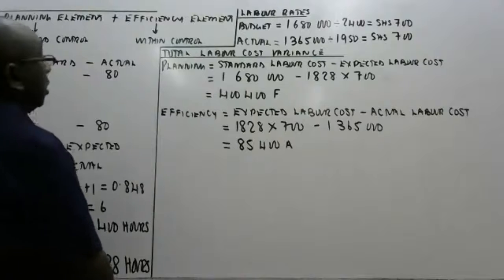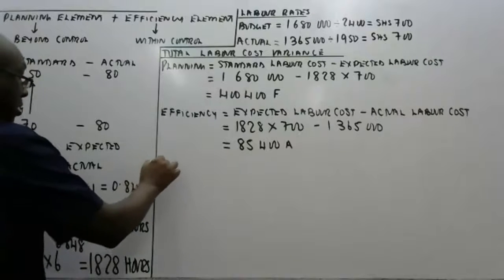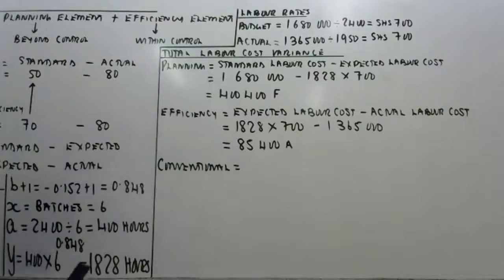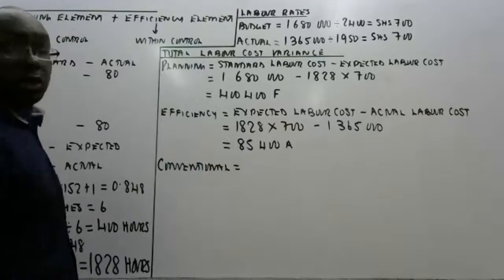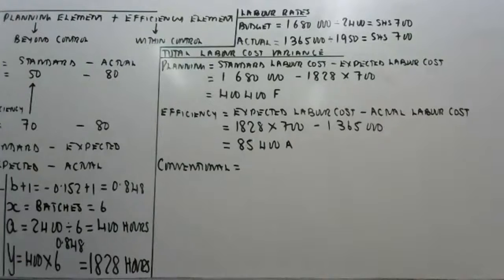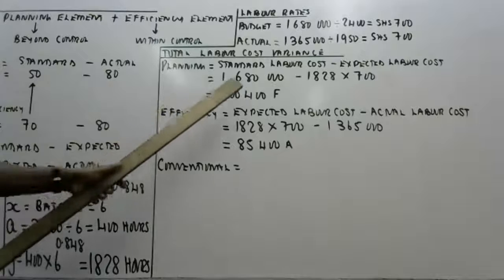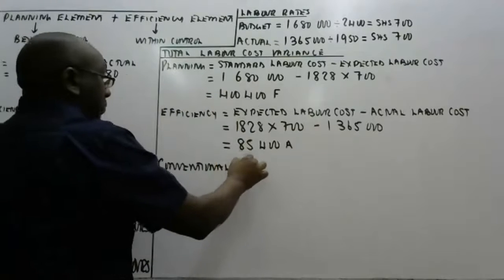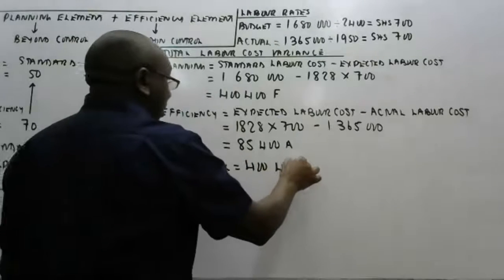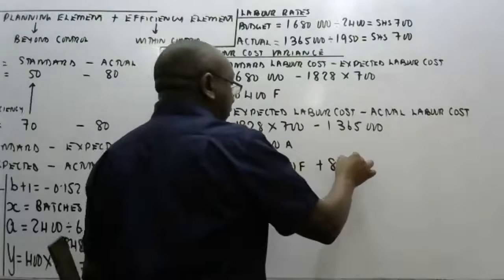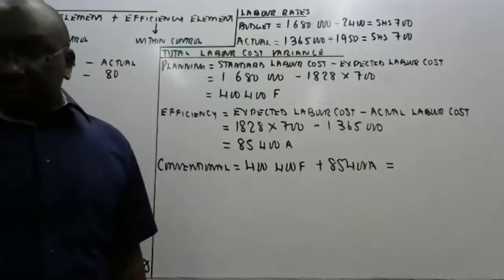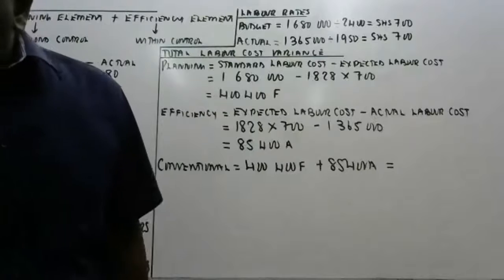Ibrahim says, okay, good. So the conventional is supposed to be, I will not compute because it's already computed for us in the normal way. Here it says standard minus actual. I want to reconcile this one, such that when you add 400 favorable plus 85,400 adverse, it is equal to what?